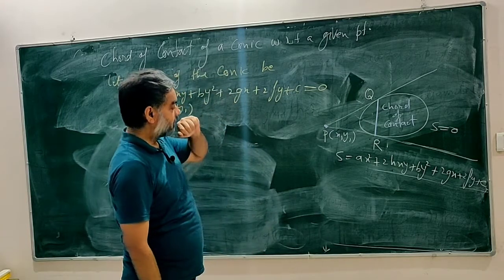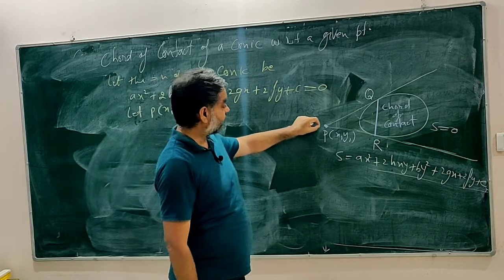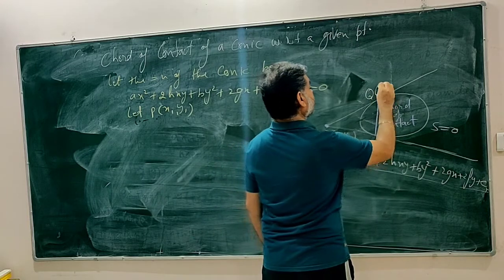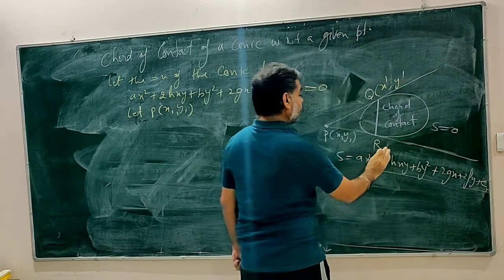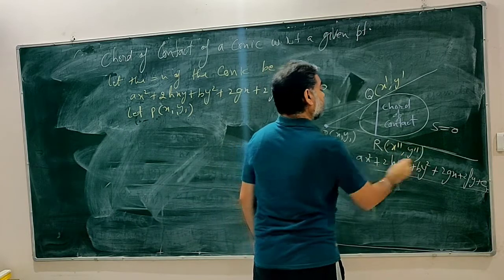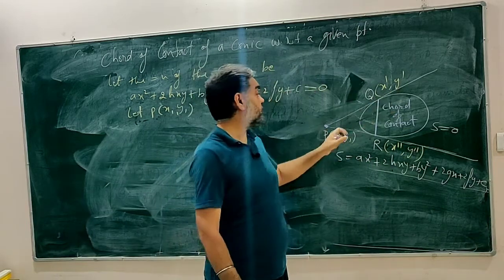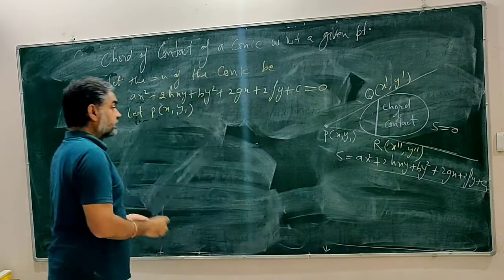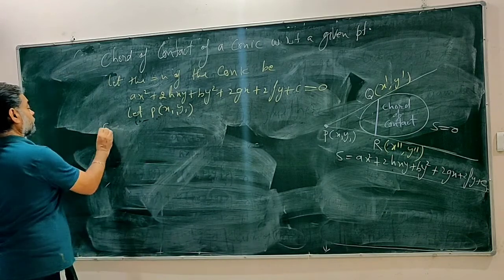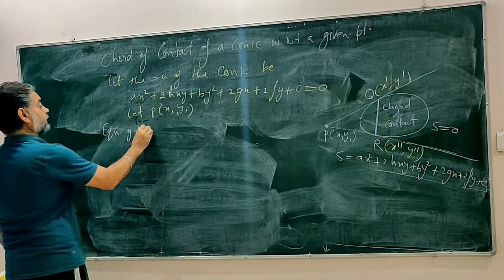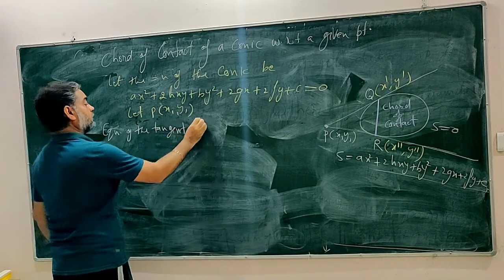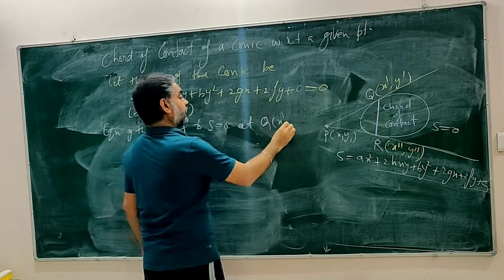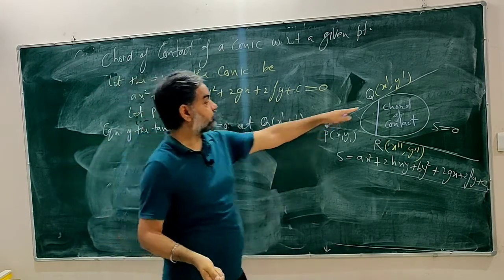Then suppose from P you draw two tangents to this conic, and suppose they touch the conic at the point Q whose coordinates are x dash and y dash, and at the point R whose coordinates are x double dash and y double dash. Then what is the equation of the tangent to the conic S equal to 0 at the point Q(x dash, y dash)? What is the equation of this tangent?